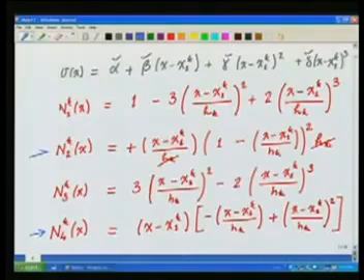N2 of k and N4 of k. In these, there is a difference in the dimension by a factor of hk. That is, this into hk will give you the same dimensional consistency as the N1 or N3. Let us now go and look at how these functions look.